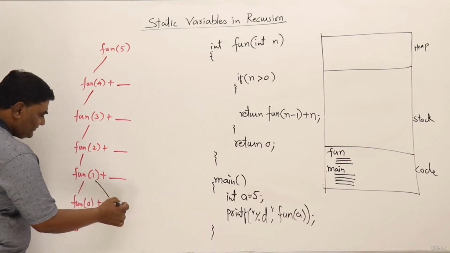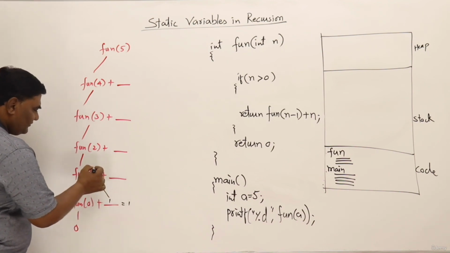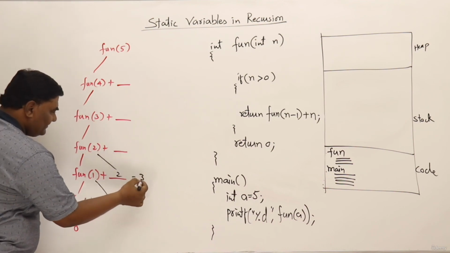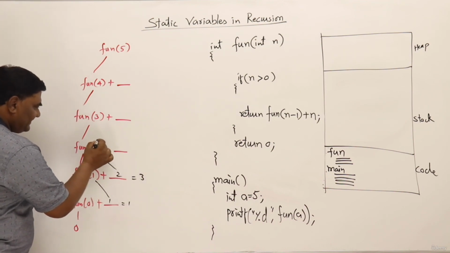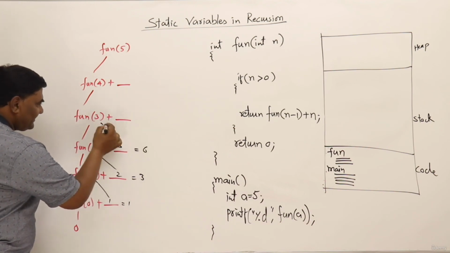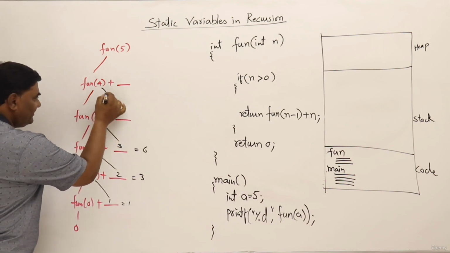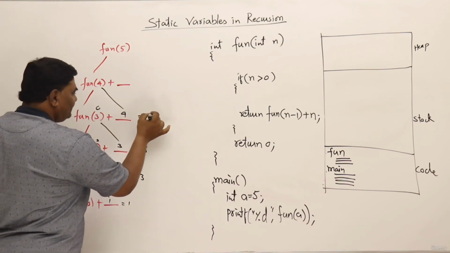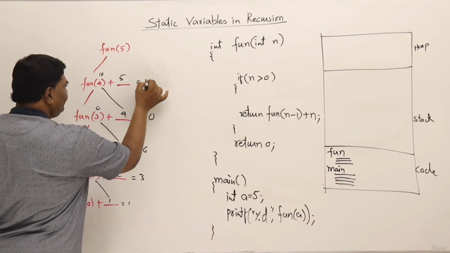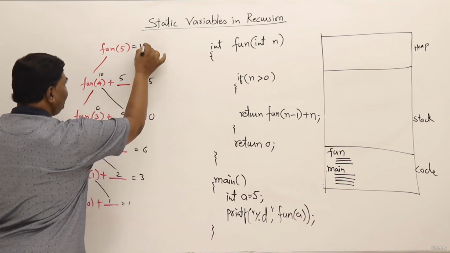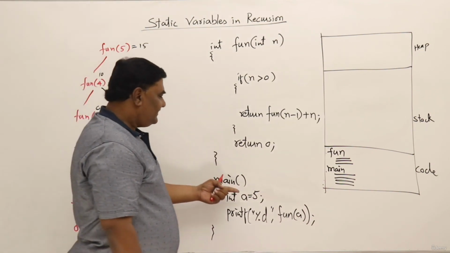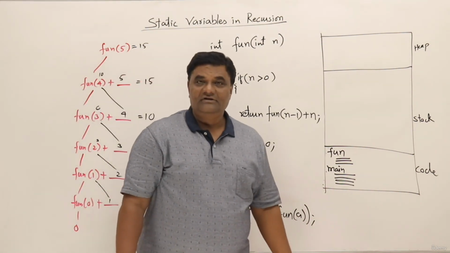This is 1. So this will be 1. And the result of this one is 1. Plus this is 2. So this will be 3. Then the result of this is 3. And this is 3. So this will be 6. So the result of this one is 6 plus 4. This will be 10. The result of this one is 10 and 5. So this will be 15. So the result of this is 15. So this is the tracing of the function when it is called upon value 5.